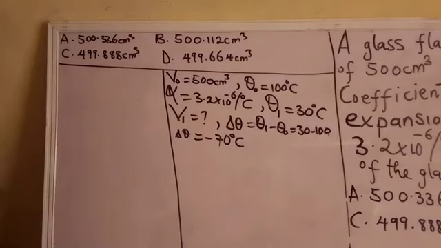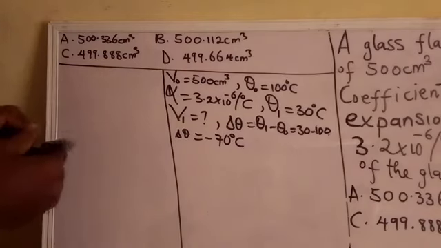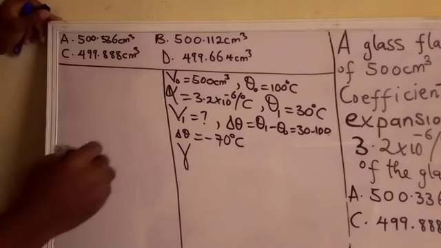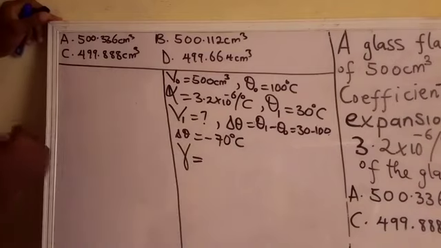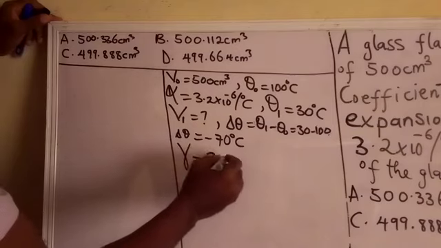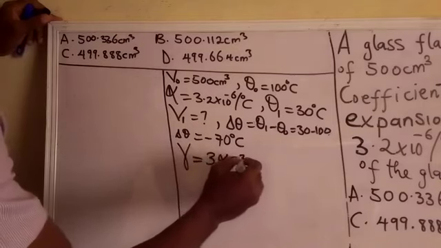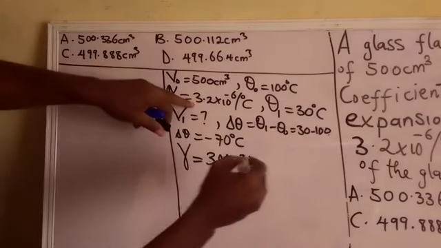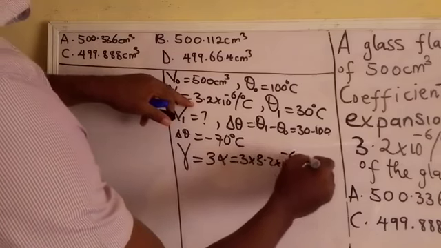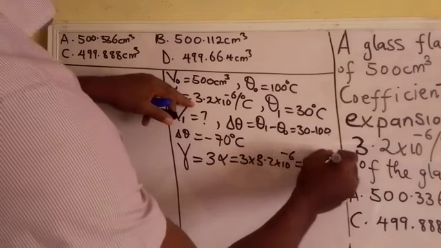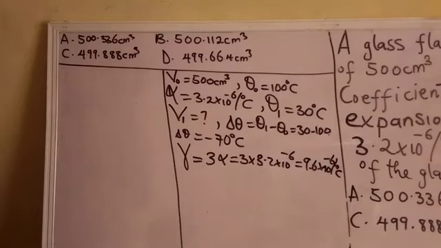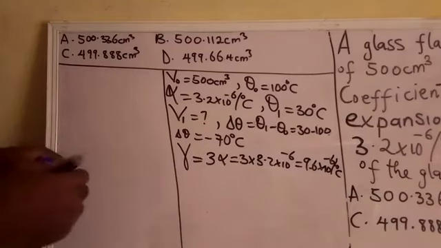Okay? But remember, we are dealing with volume. There's that relationship between cubic expansivity or volume expansivity and linear expansivity. So we remember volume expansivity is 3 times linear expansivity. So we can say this is 3 times the linear expansivity, 3.2 times 10 raised to the power minus 6, and that's about 9.6 times 10 raised to the power minus 6 per degree Celsius. Okay? Now we are getting somewhere.